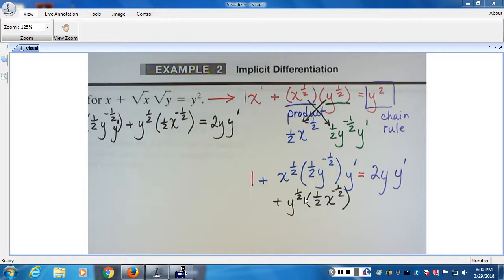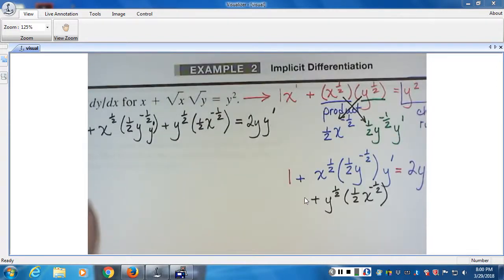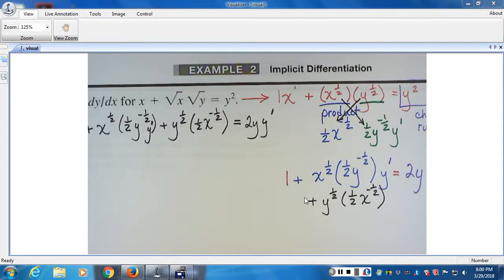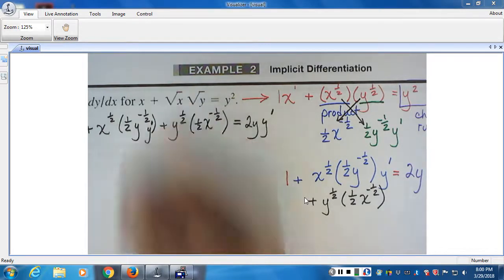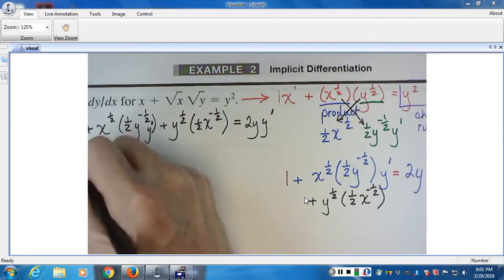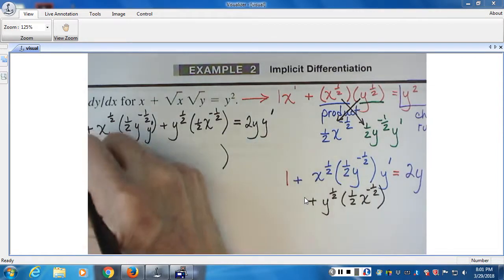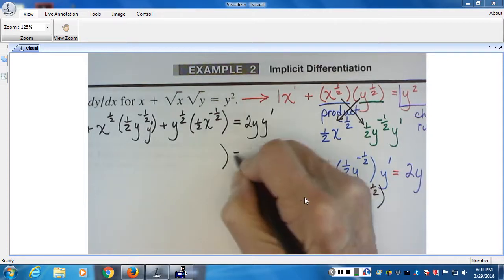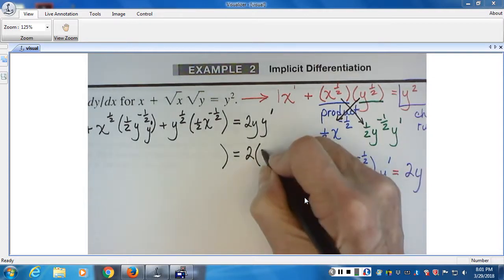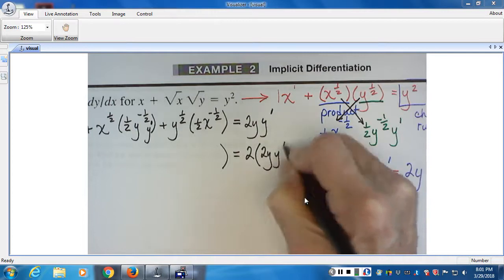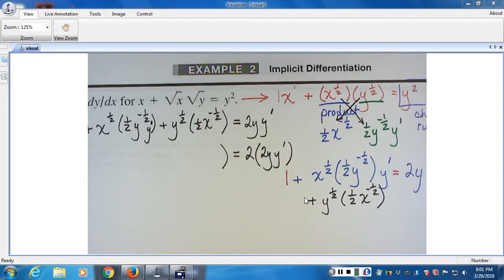Okay? Now that looks pretty ugly. I'll give you that. That looks pretty ugly because of all those fractions and the negative and positive exponents. It might not look quite as bad if we could figure out a way to clean it up a little bit. These 1/2s are killing me. I'm going to multiply that whole side of the equation by 2, which means I'm also going to have to multiply the other side as well by 2. But I can get rid of the halves that way.